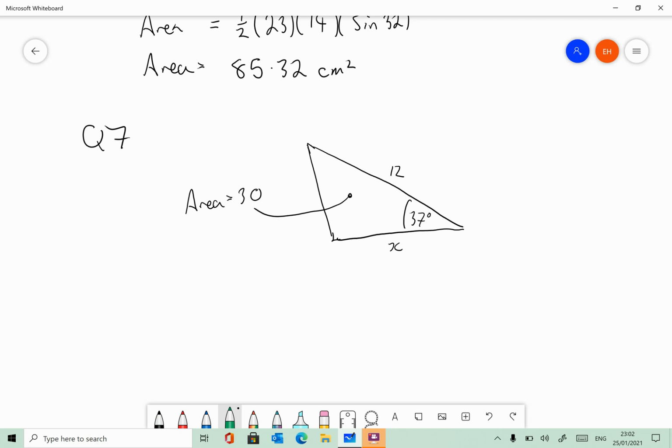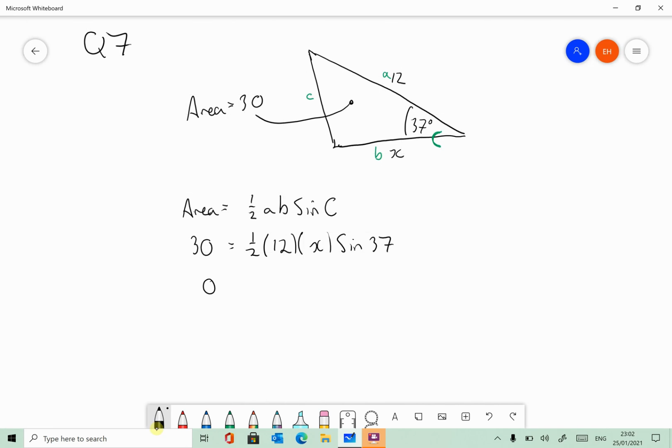So, non-right angle triangle, sensible thing to do, label up our diagram. That's the angle in between the two sides, so I'm going to call it the angle C, which means that's lowercase c, which means that's A and that's B. So I can now say area equals a half AB sine C. So 30 is equal to a half times 12 times x times the sine of 37.